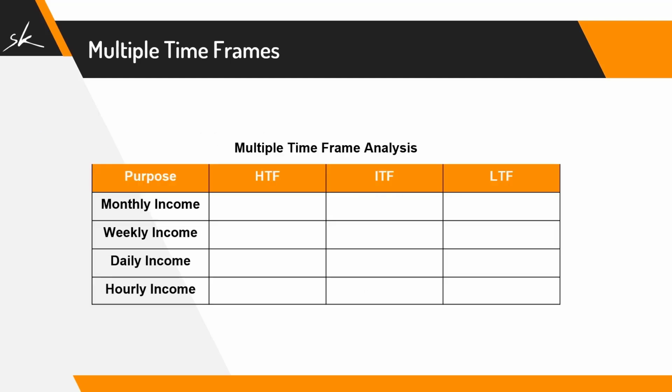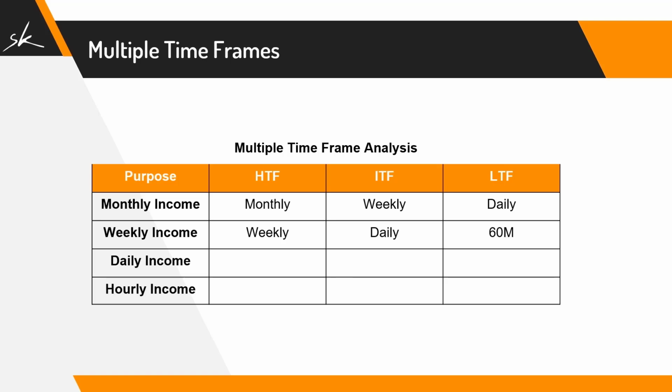For monthly income trades, the higher time frame will be the monthly chart, the intermediate time frame will be the weekly chart, and the lower time frame will be the daily chart. For weekly income trades, the higher time frame will be the weekly chart, the intermediate time frame will be the daily chart, and the lower time frame will be the 60 minutes chart.